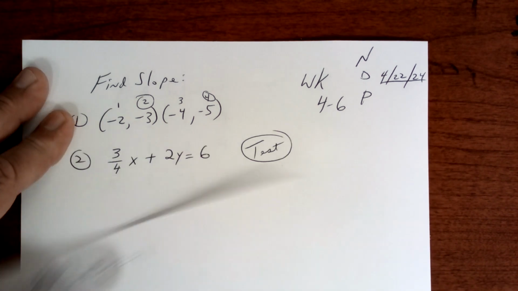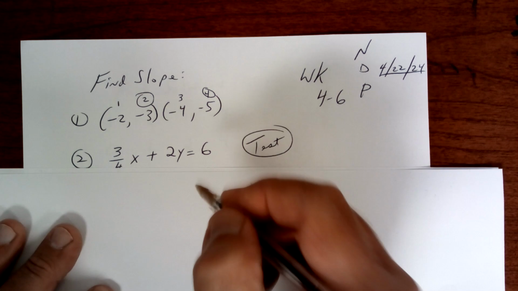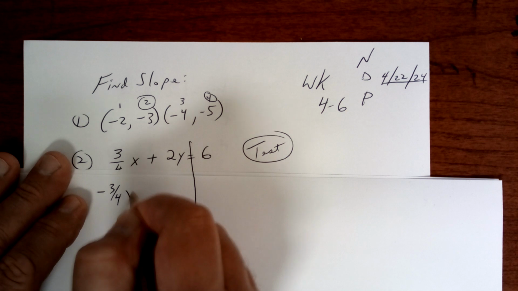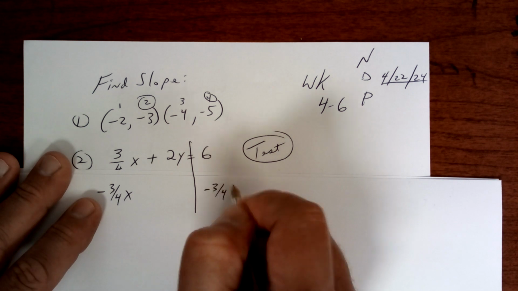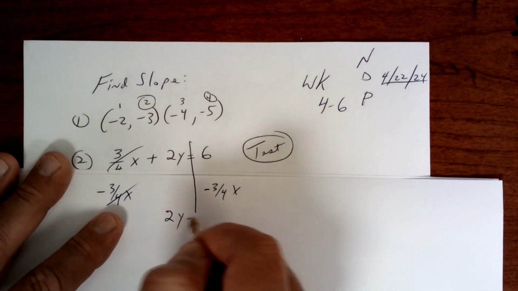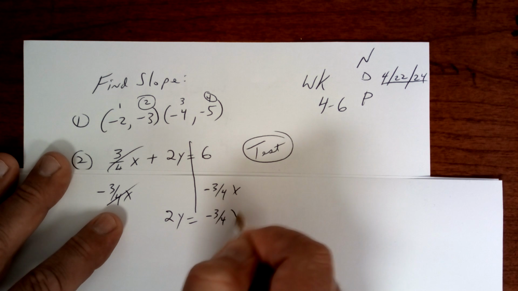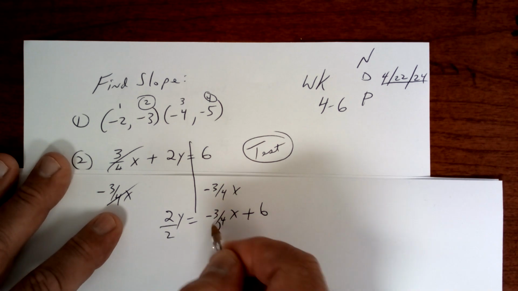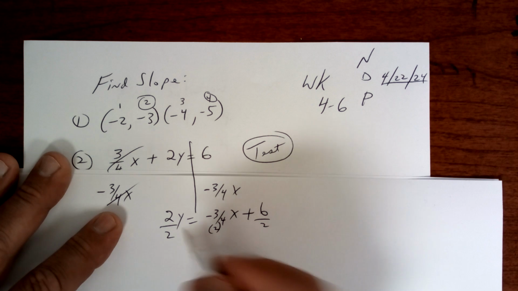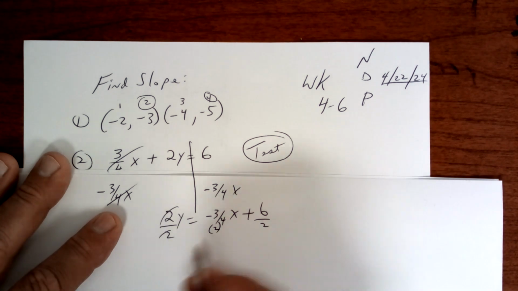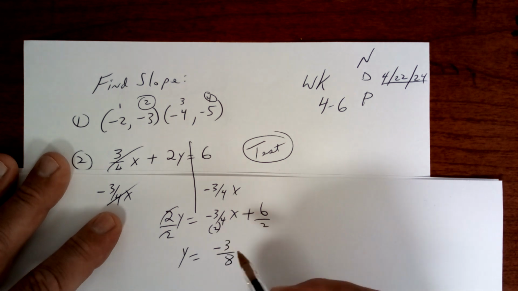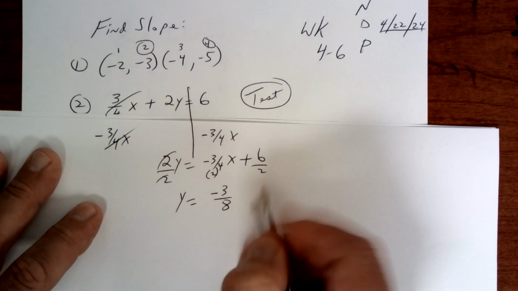This one right here, you got to get y by itself. So draw a line. You want to subtract 3 over 4x from both sides. And when you do, you get 2y is equal to -3 over 4x plus 6. And then you want to divide by 2. So when you divide by 2, it actually goes on the bottom here. So what you're going to have is y equals -3 over 8, because 4 times 2 is going to give you that 8, and then plus 3.